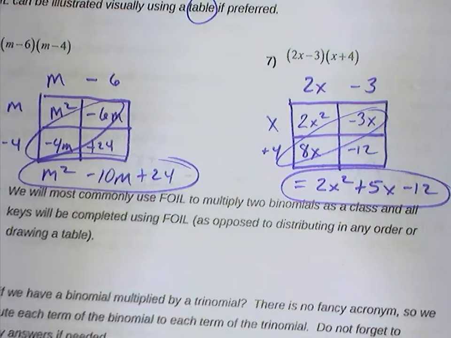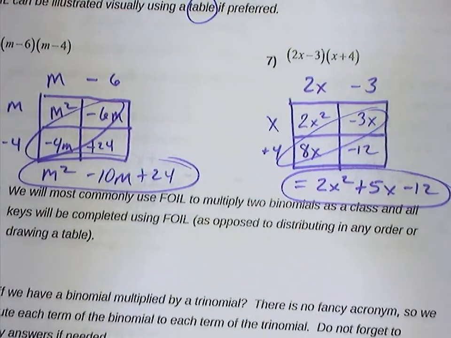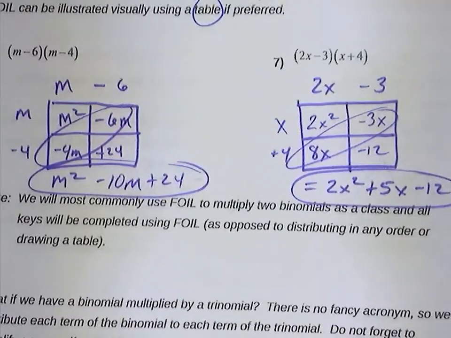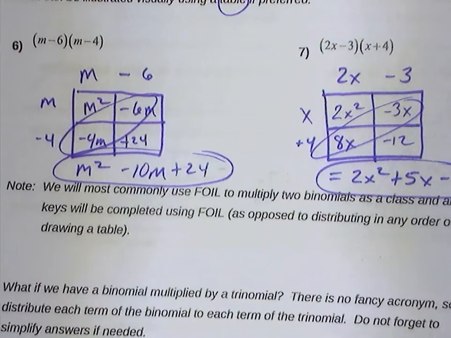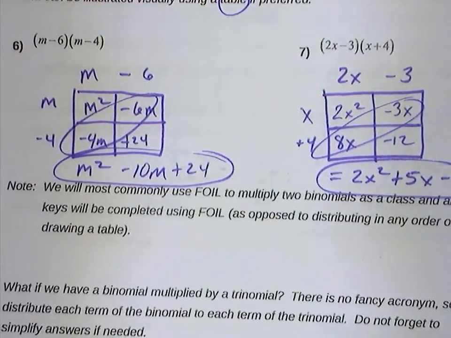All right. Do you guys have any questions? All right. So we'll most commonly use FOIL to multiply two binomials as a class. That's what I use, is FOIL. If you're somebody that the FOIL thing really struggles with you, then use the box method. I don't care. You won't lose points. But when I show it from here on out, though, I will be using FOIL.